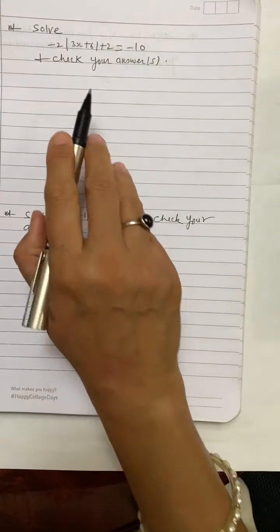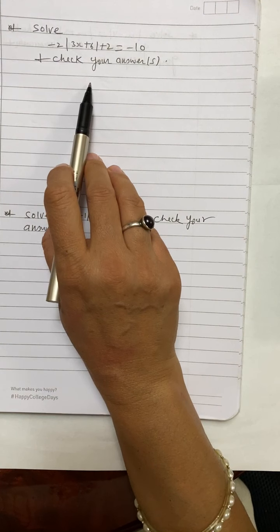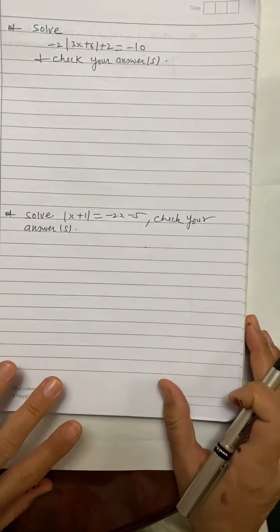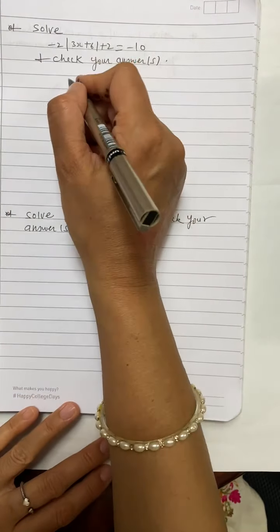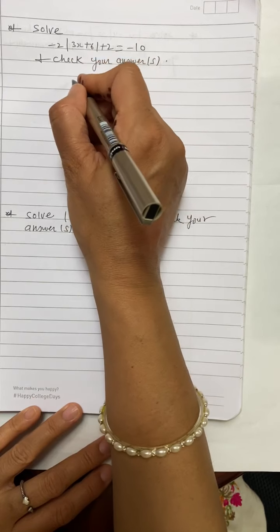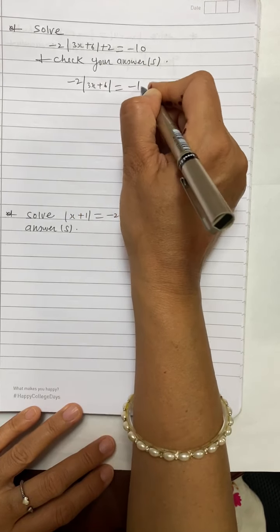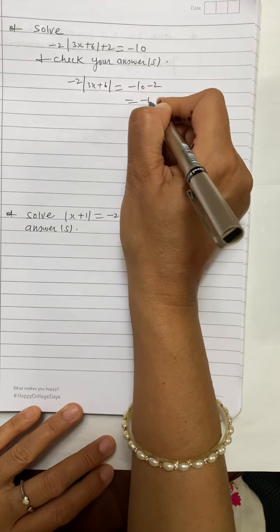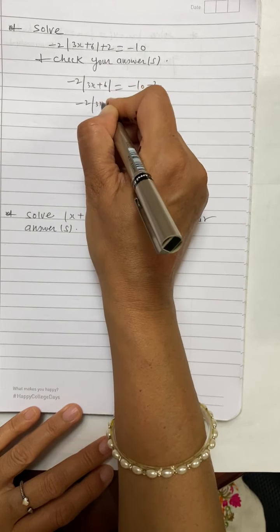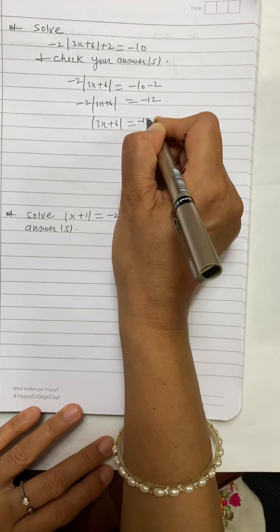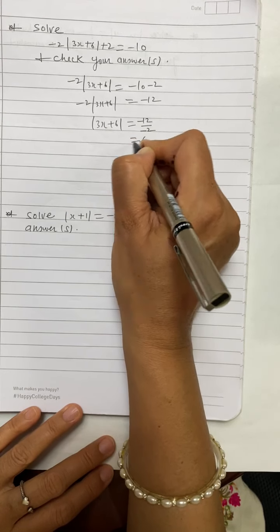Okay. So the next question is, now we have to solve the equation consisting of absolute value. So we will solve it exactly the way we solve an equation. So the first step I'm going to do here is move this 2 to the right hand side. So we get negative 12 minus 2 equals negative 2 times the absolute value of 3x plus 6. So the absolute value of 3x plus 6 is going to be negative 12 over negative 2, which is 6.